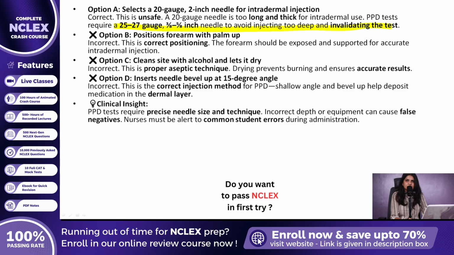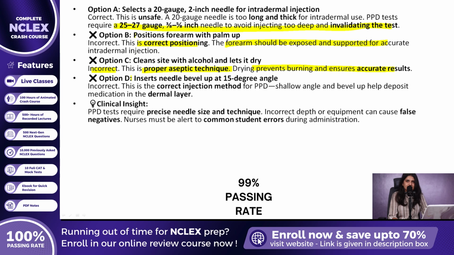Using a larger needle increases the risk of injecting the solution subcutaneously, which can cause injury and result in an invalid test. Option B reflects correct positioning, as the client's forearm should be placed palm up, exposing the inner surface where the injection is administered. Option C is proper aseptic technique. Cleaning the skin and allowing it to dry prevents both irritation and interference with test results.